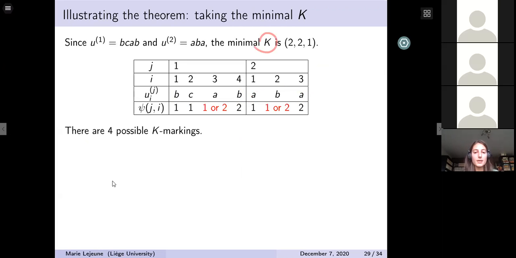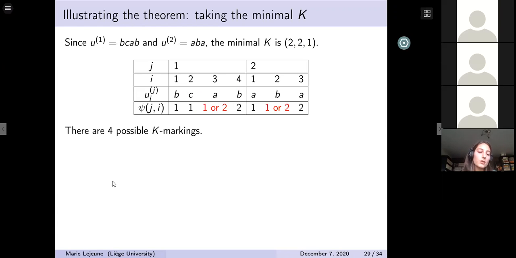But let's look at still the same example with the same words U1 and U2, but let's take the minimal K. So what is the minimal K here? I have 1 occurrence of A, but here I have 2 occurrences of A. So since my function has to be increasing here, Ka has to be at least 2. So the minimal Ka is 2. I have 2 B's in the first word, so my minimal Kb is 2. And I have 1 C, so my minimal Kc is 1.